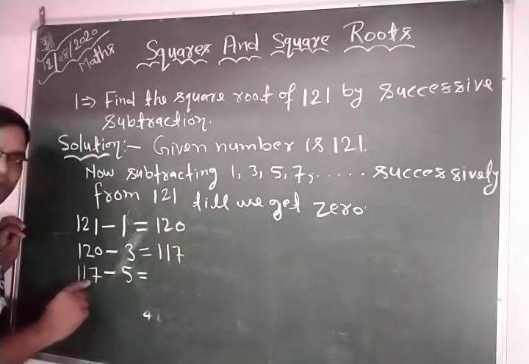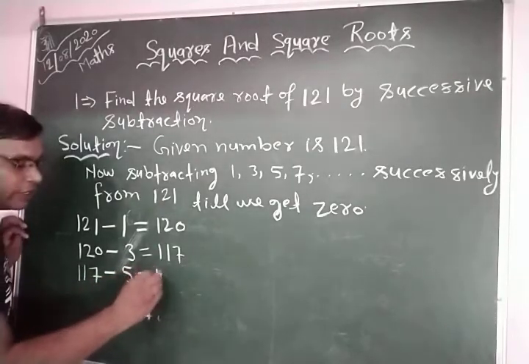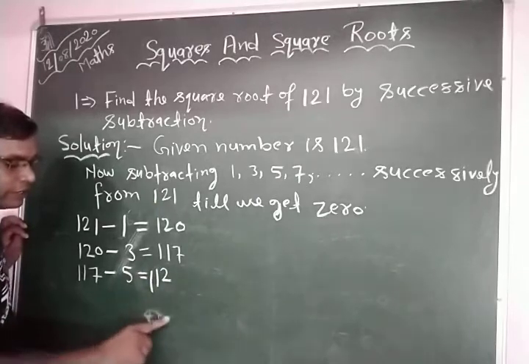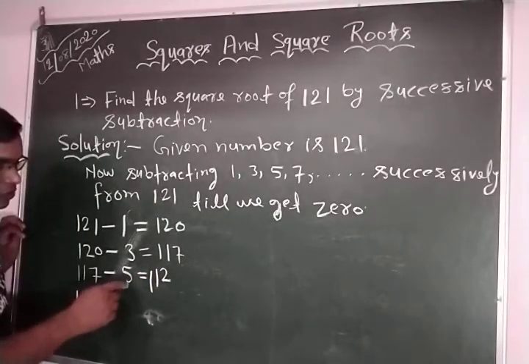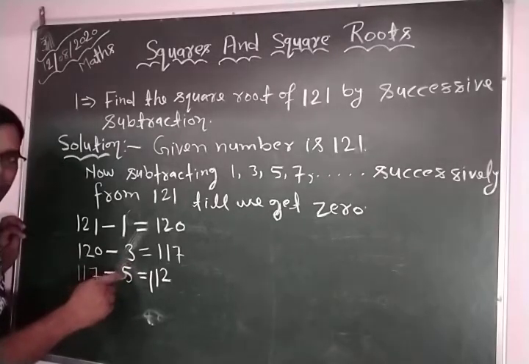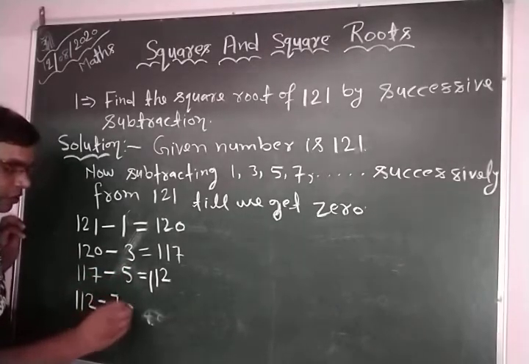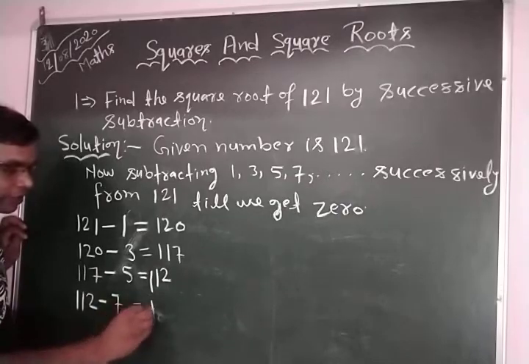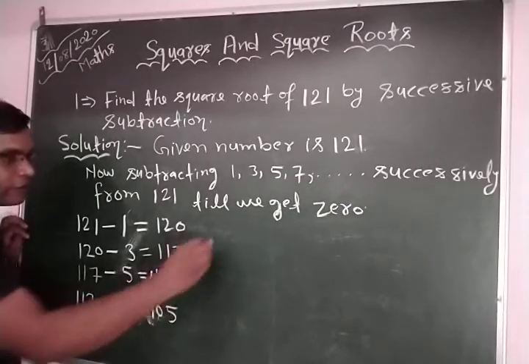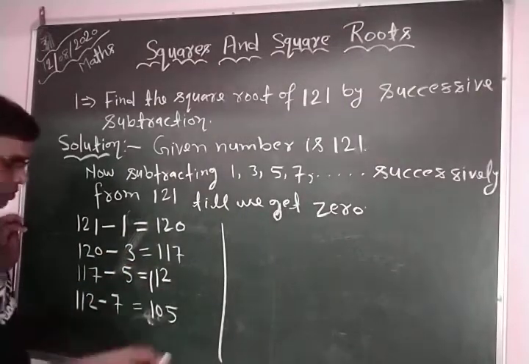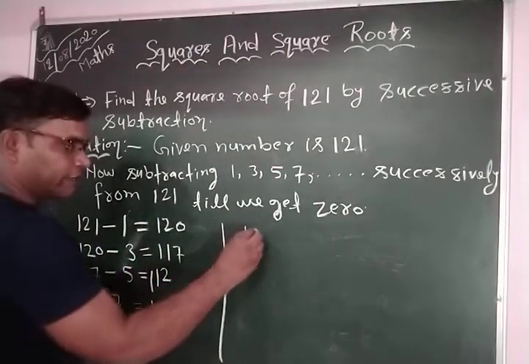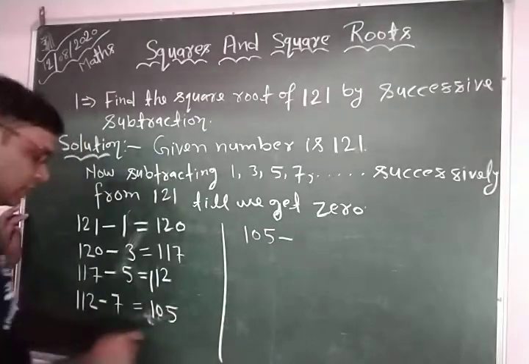This is equal to 117 minus 5 is equal to 112. Okay, so we subtract 112. Next odd number is 7. Here we obtain 105. How many steps have we done here? 1, 2, 3, 4. So the fifth step is 105 minus 7.